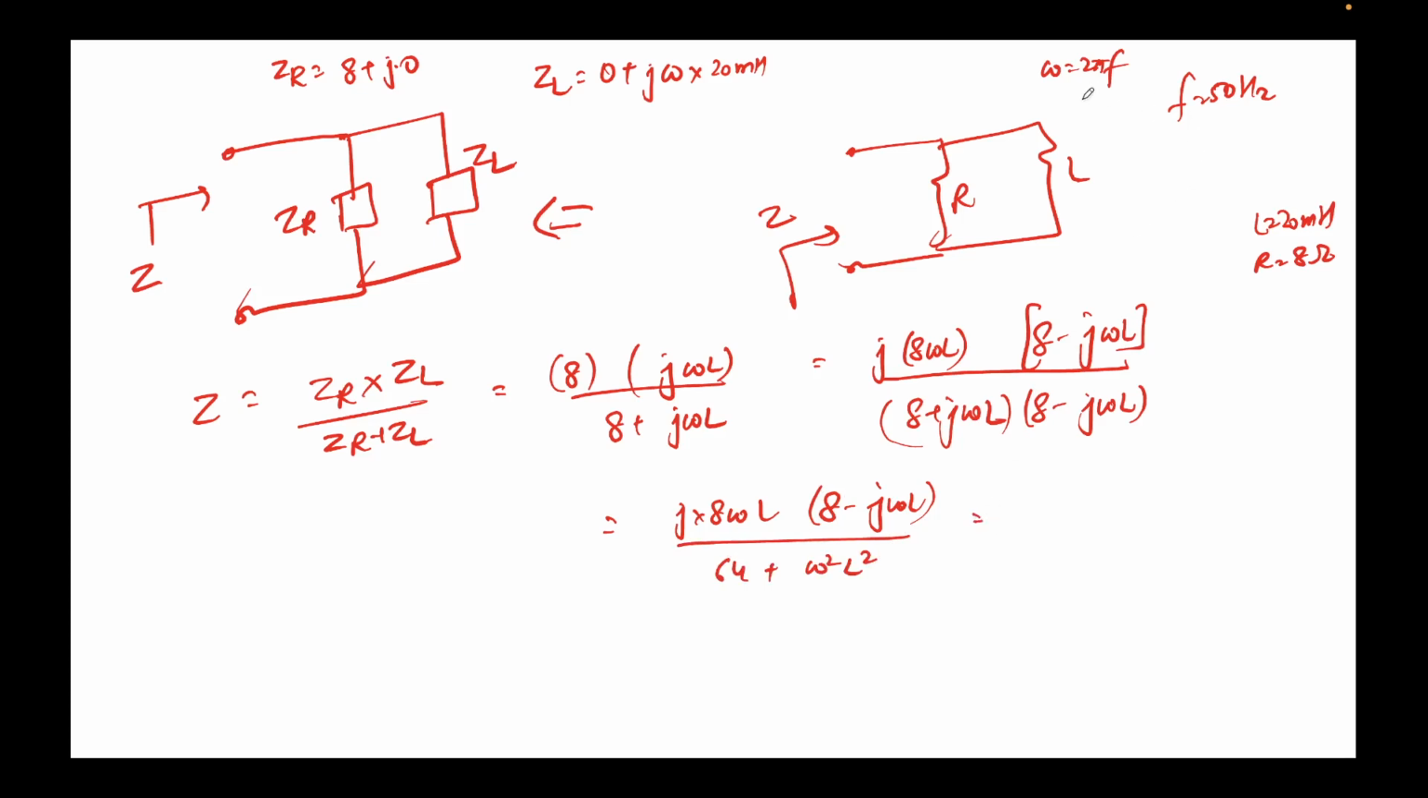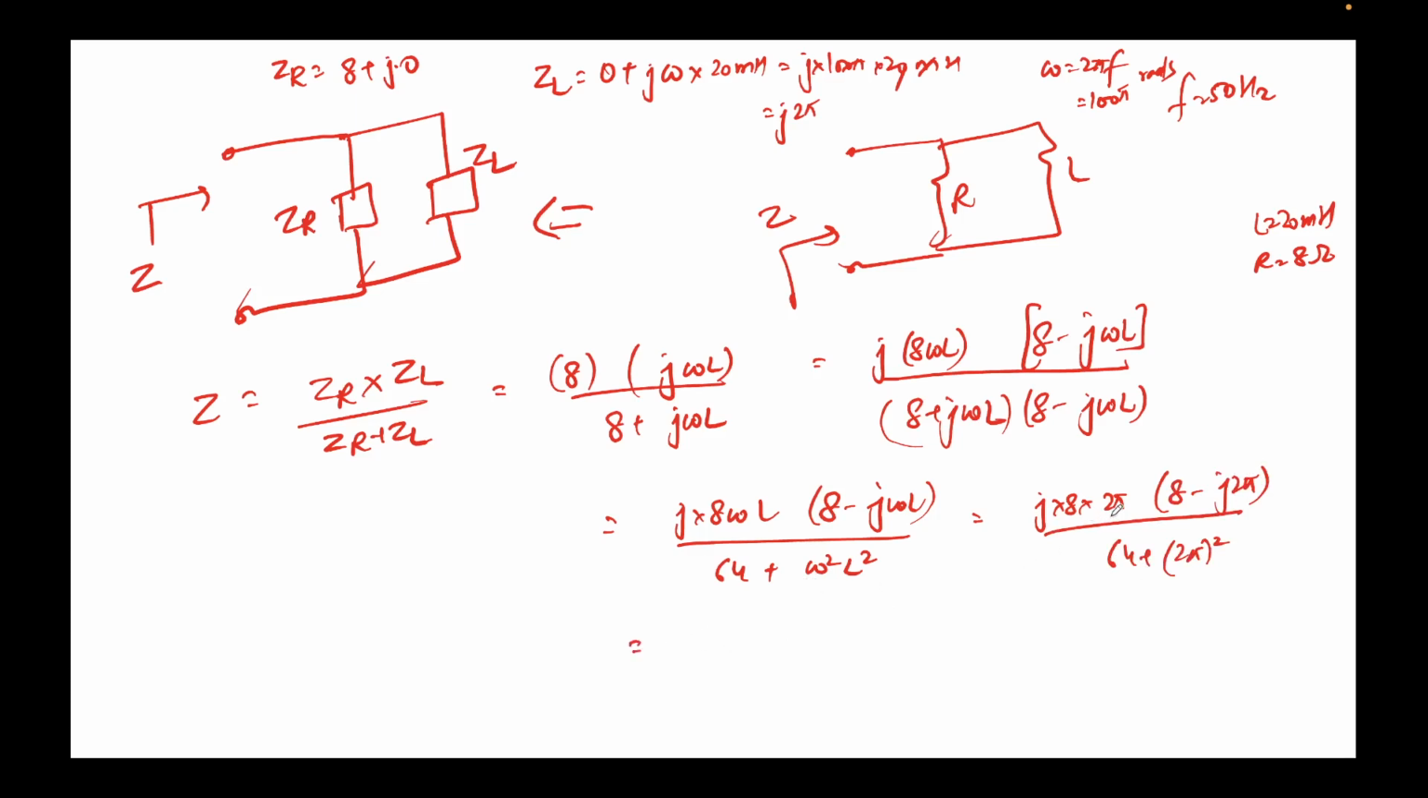Now I have no option but to put the values, so omega will come out to be 100 times pi. This will be radians per second. So J into 100 pi into 20 millihenry. These zeros get cancelled with milli, so I'll get J into 2 pi, everything gets cancelled, right? So effectively omega L is coming out to be 2 pi. That's the takeaway from here. So this will come out to be J times 8 times 2 pi, times 8 minus J into 2 pi, divided by 64 plus 2 pi whole squared, right?